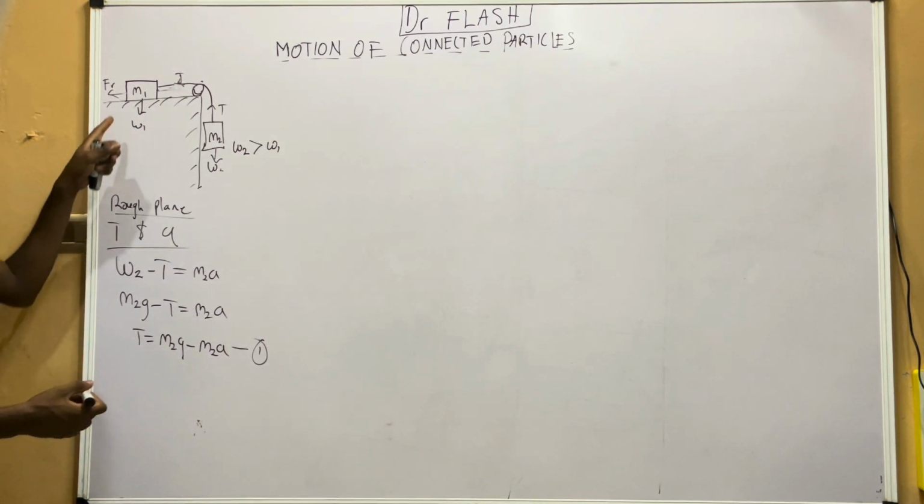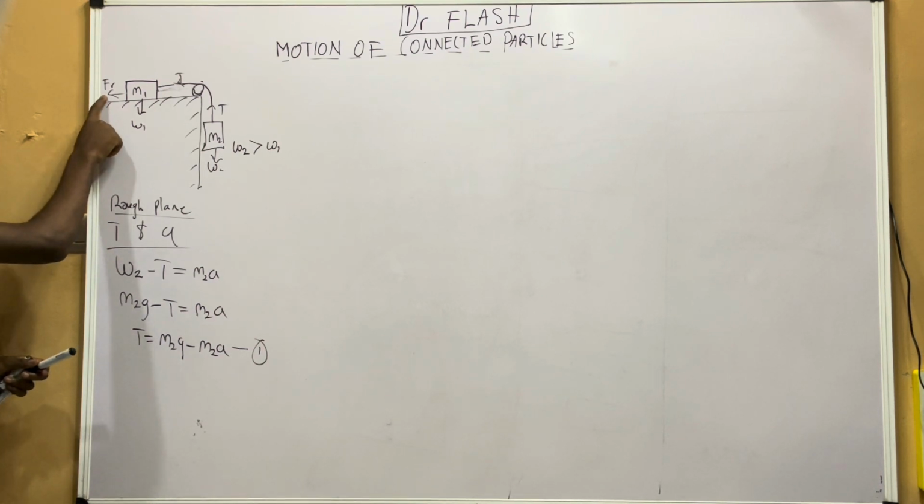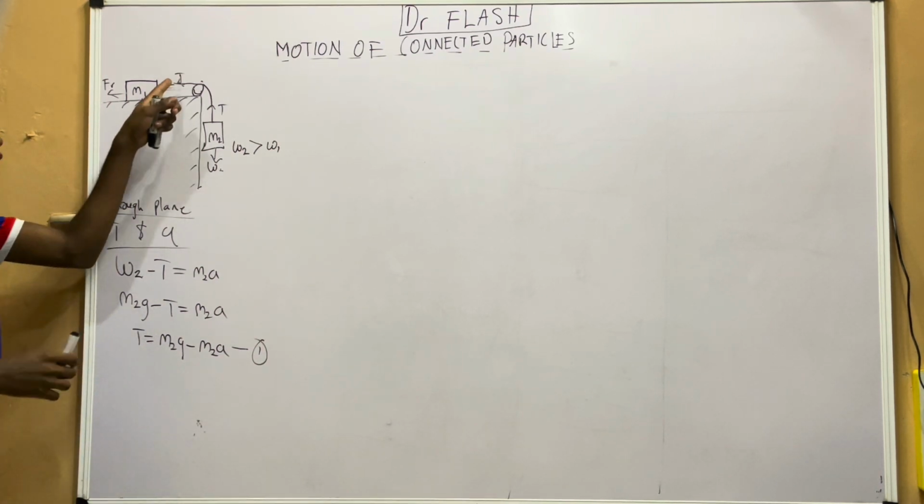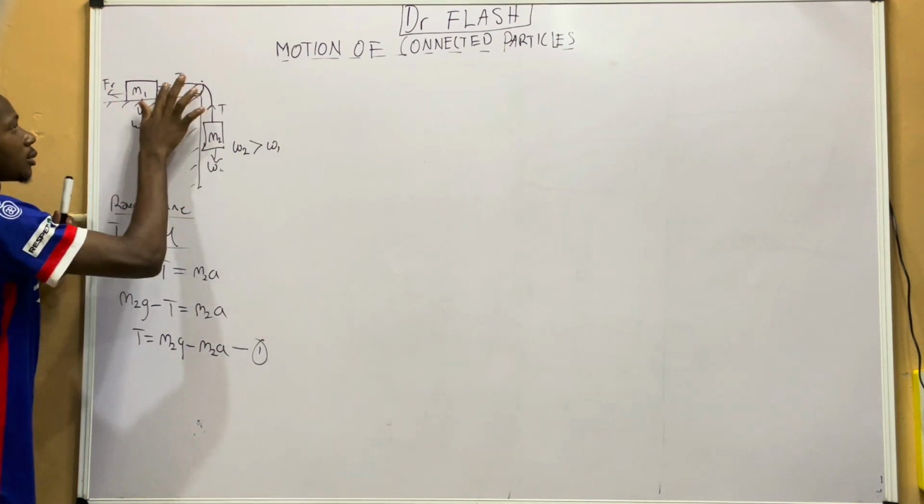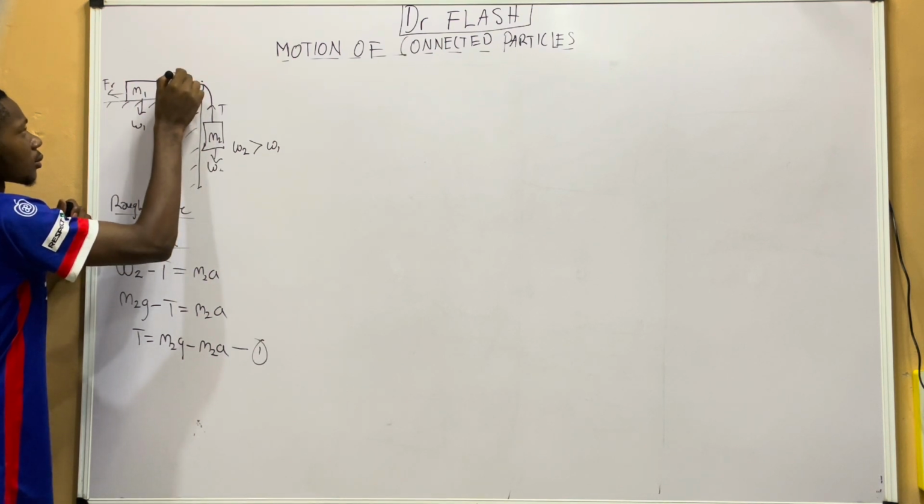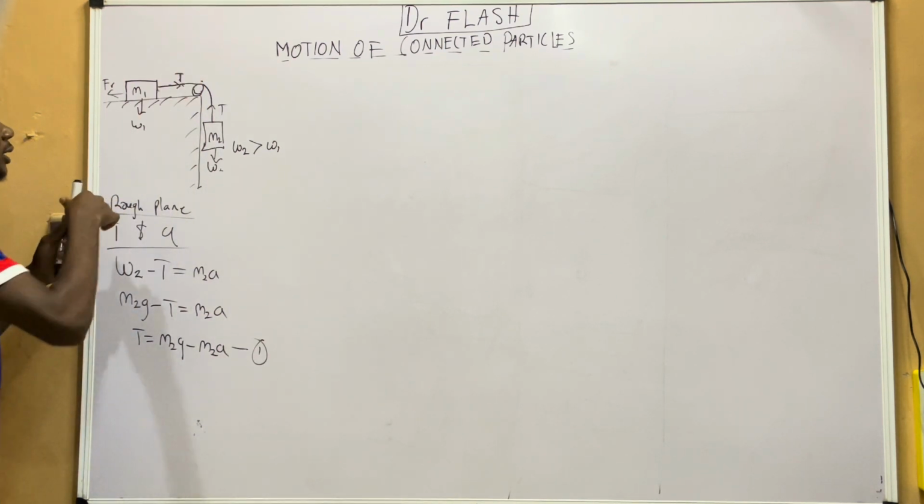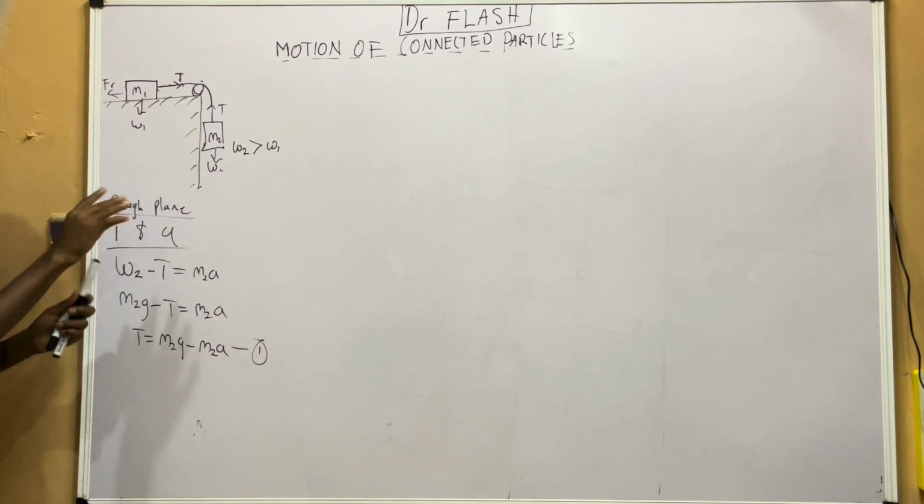And then let's come to the next body, M1. This plane is rough, so there's a frictional force, do not forget. Hence, we're going to have T minus the frictional force equals the mass times the acceleration. That's the trick.